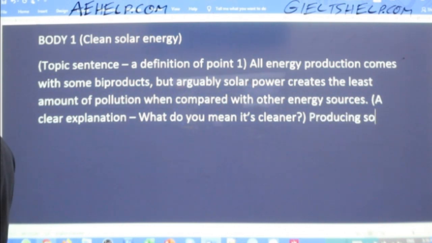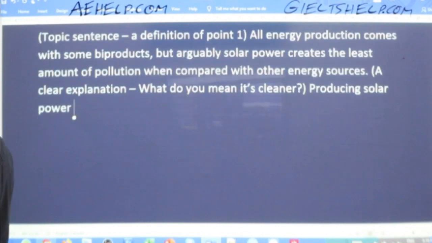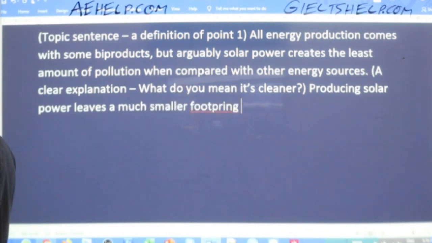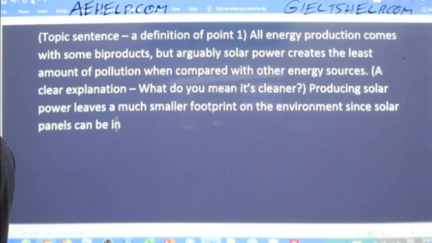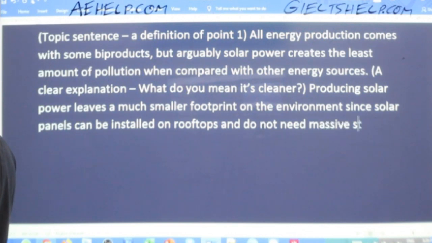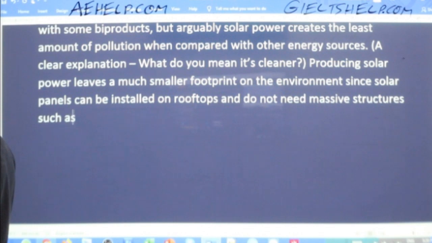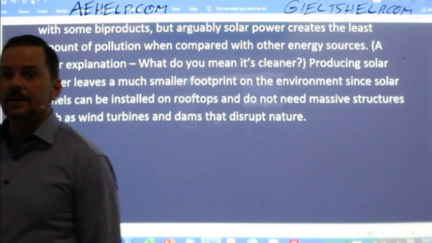So, producing solar power leaves a much smaller footprint on the environment, since solar panels can be installed on rooftops and do not need massive structures such as wind turbines and dams that disrupt nature. Okay, very nice, Rajveer.